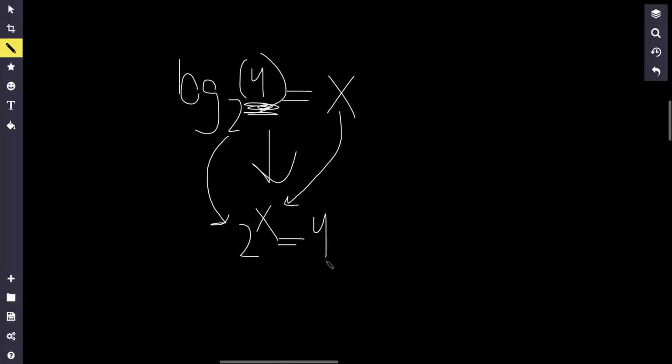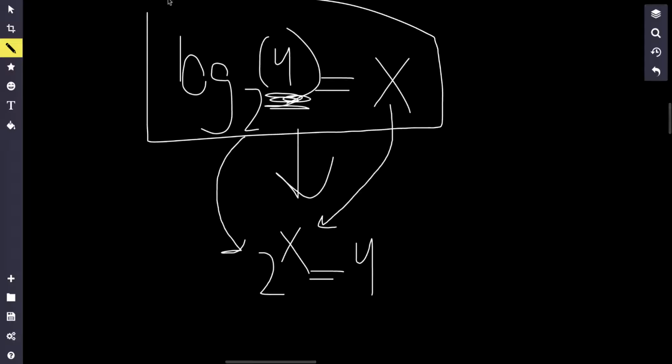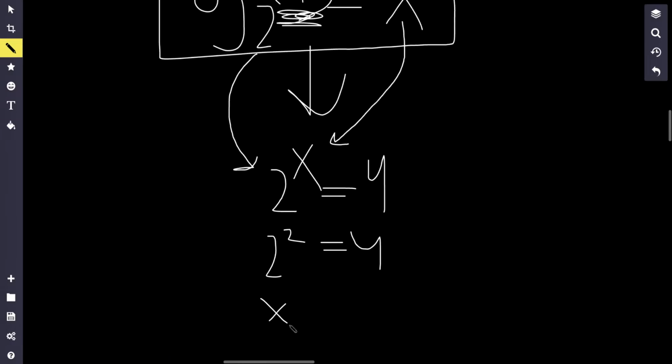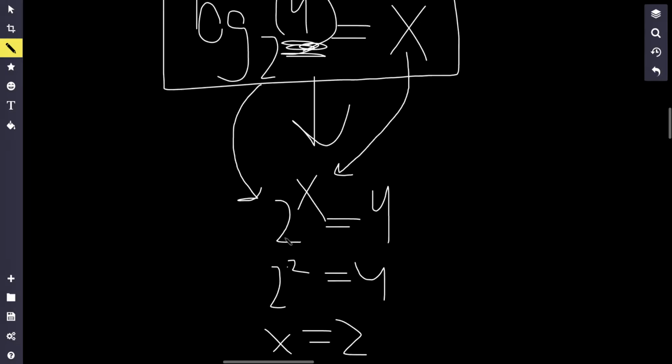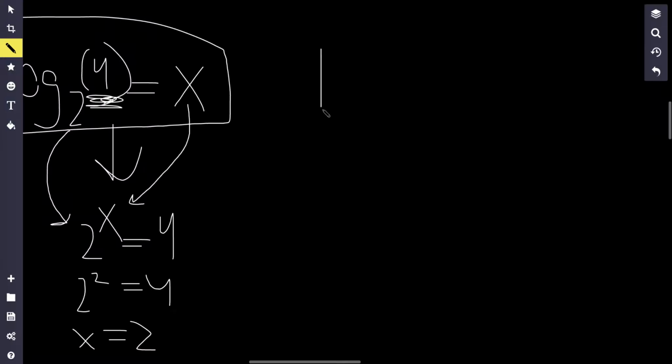Right over here, in this equation at the top, we have log base 2 of 4 is equal to x. You can convert this into 2 to the x power is equal to 4. And obviously, 2 to the second power is equal to 4, so x has to be equal to 2. Now, we're going to be doing a lot more examples. It might be confusing at first, but let me give you another equation.